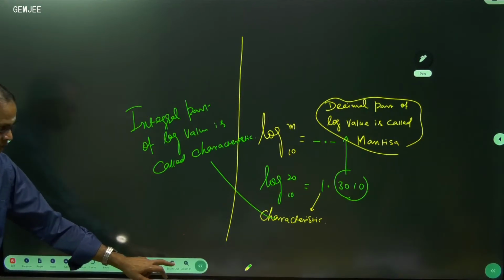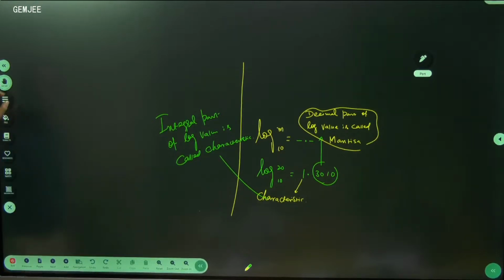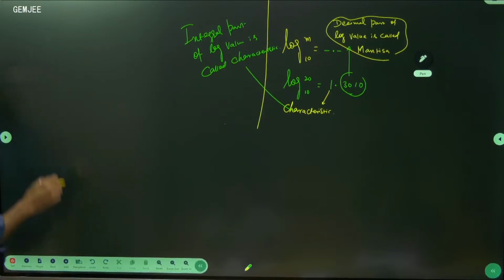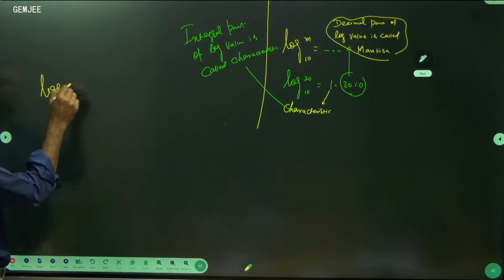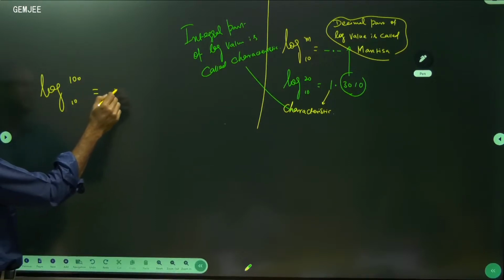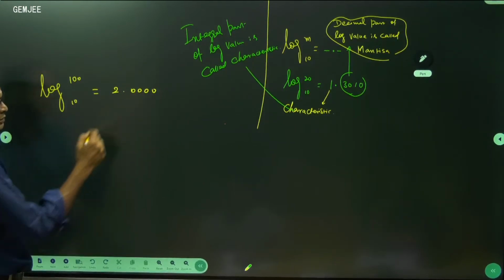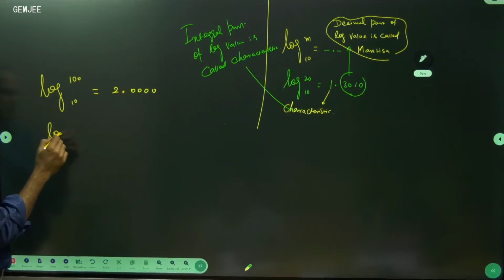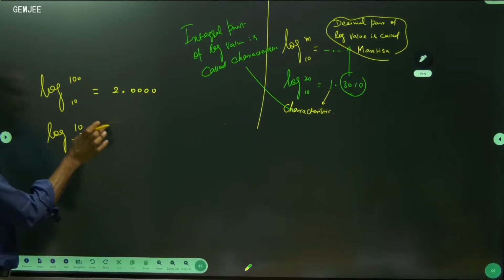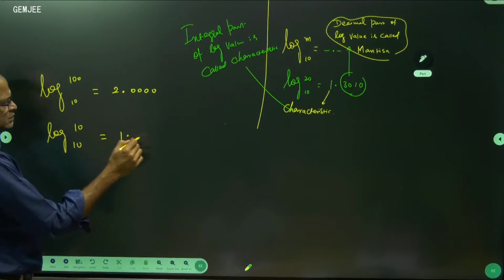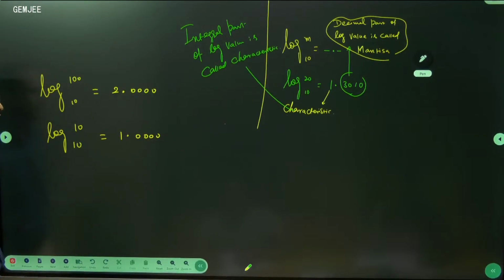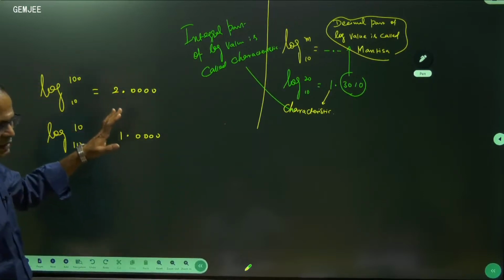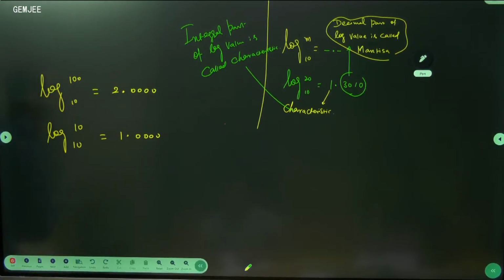Log of 1 by 2 to the base A. Yes, that's right. Log of 100 to the base 10. What is it? 2. Right? Definitely 2. Log of 10 to the base 10 is 1, that is 1.0000. So what we understand is that the characteristic has a value, but the mantissa has become 0 in my examples here. Right? Now I take you to negative.